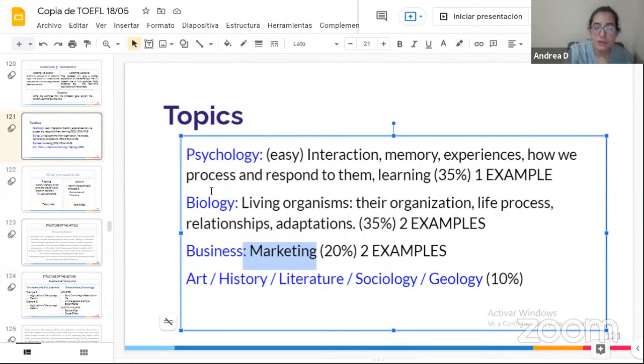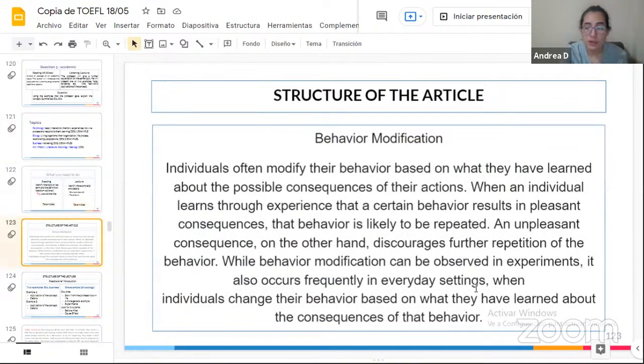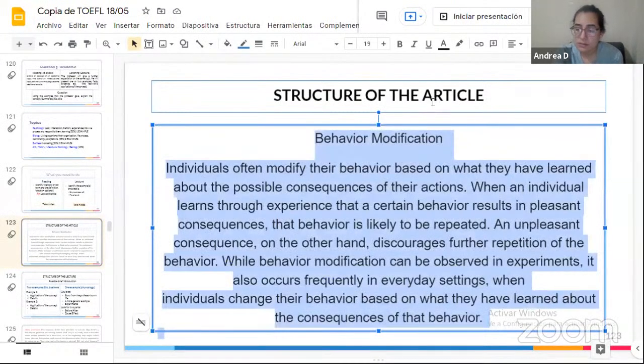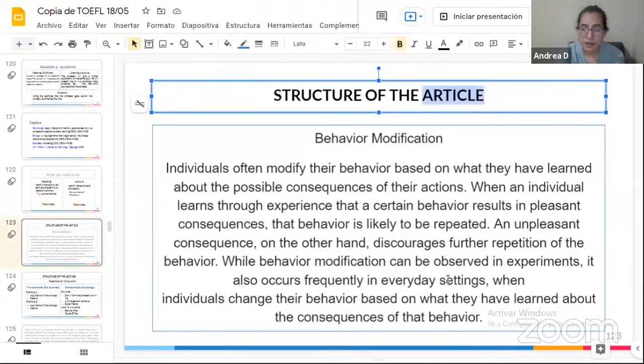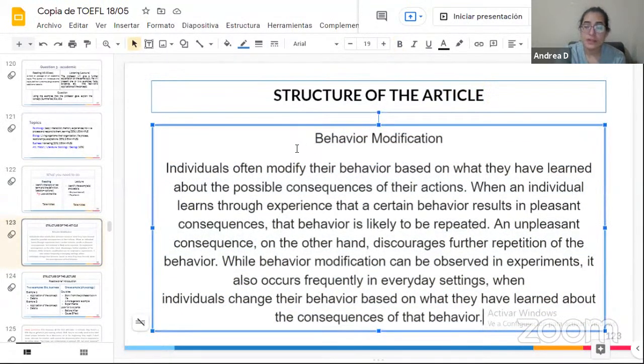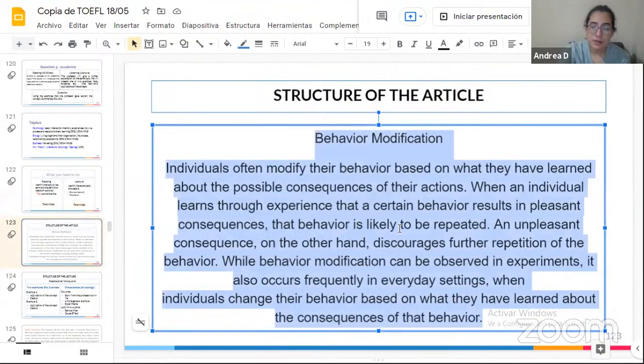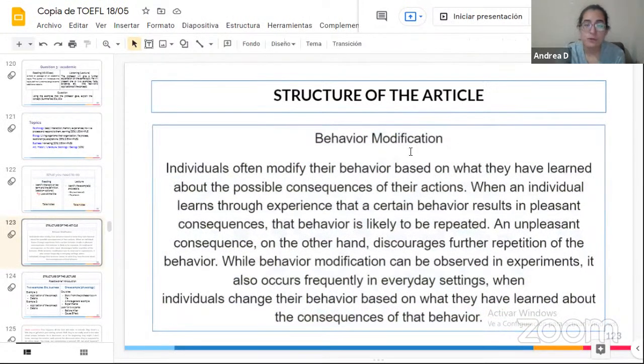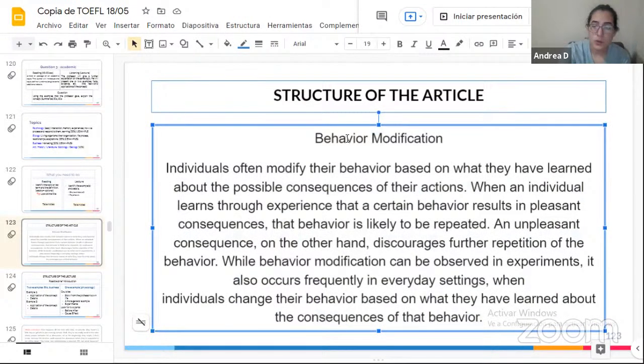Okay, so let's look at the first example that we'll be looking at today. This is the reading in here. As you can see, it's an article as well, but let's call it reading. What you have here is a title and then a text. So the first tip that I will give you, and it's not a tip really, it's what you have to do, is read the title and take notes on the title. So write down the topic.